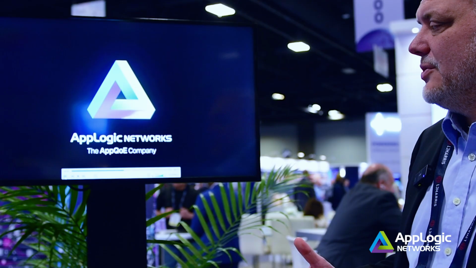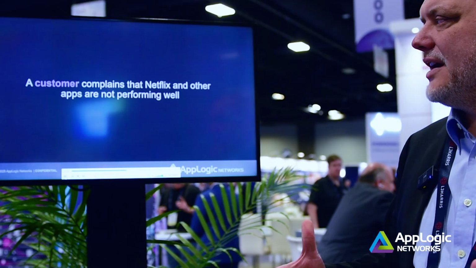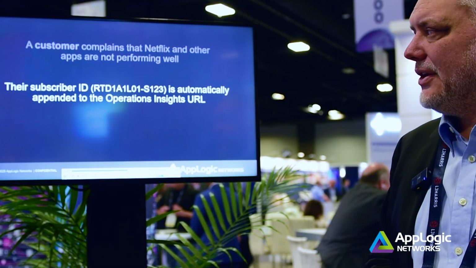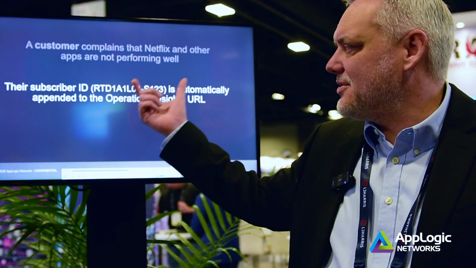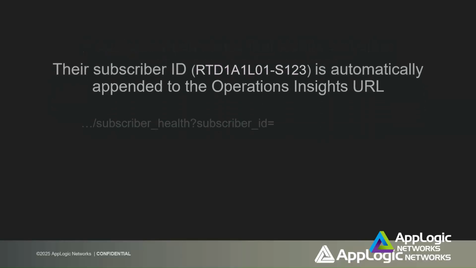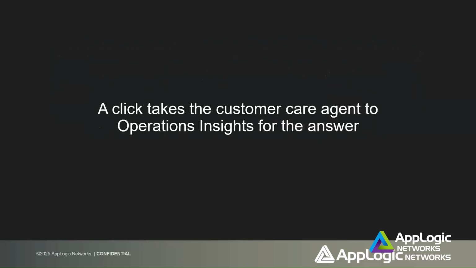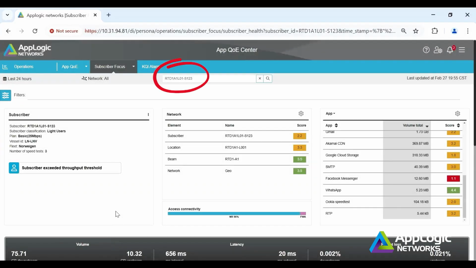The other things that we can do with the Ops Insights product is to drill down to understand what's happening with individual subscribers. And I showed you the individual subscriber level. We're going to take another level deeper, where we'll do an automatic diagnosis of a subscriber issue. So a customer calls in, they complain that their Netflix is not performing well. We can automatically capture their ID, take that ID, append it into the URL, making it very easy to integrate with the customer relationship management system. And a click will take the customer care agent directly to a page where they can view that subscriber.